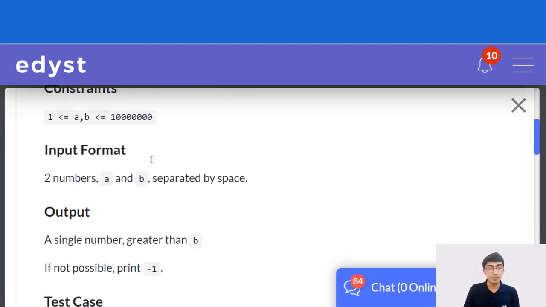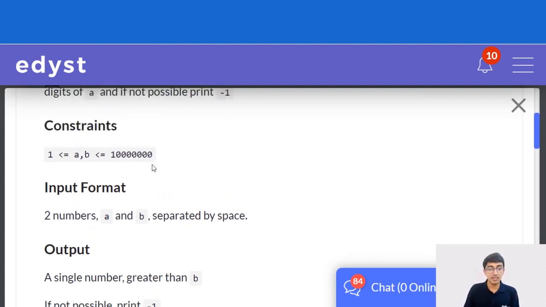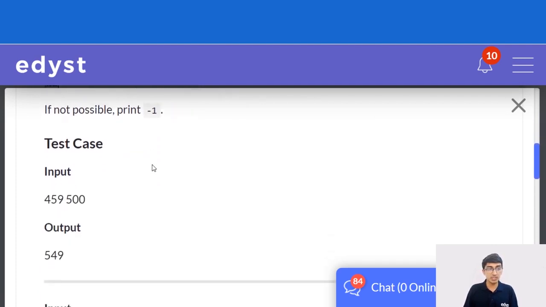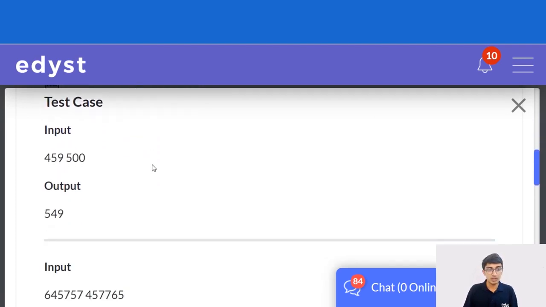We are given two input formats, A and B. Let's look at the input test cases so that we'll understand it.